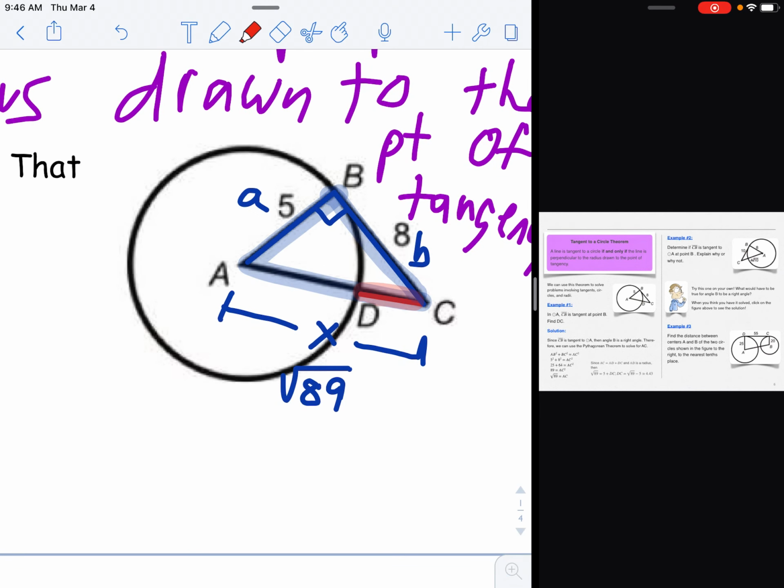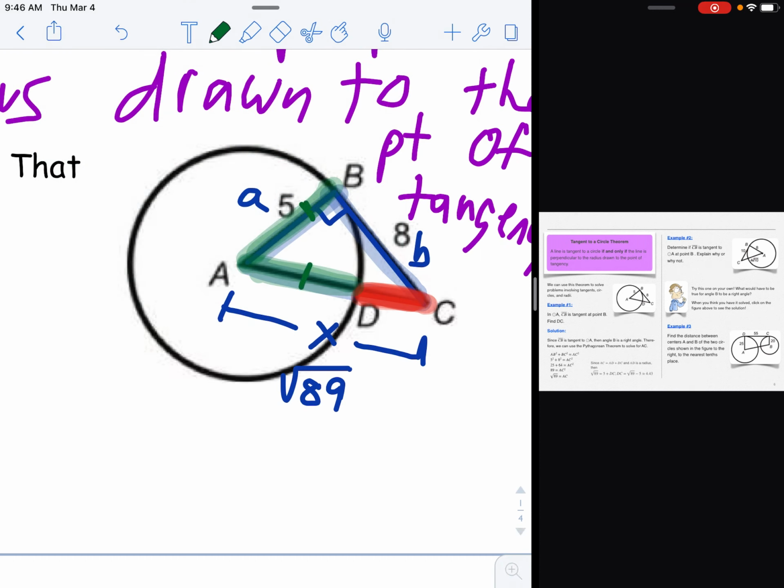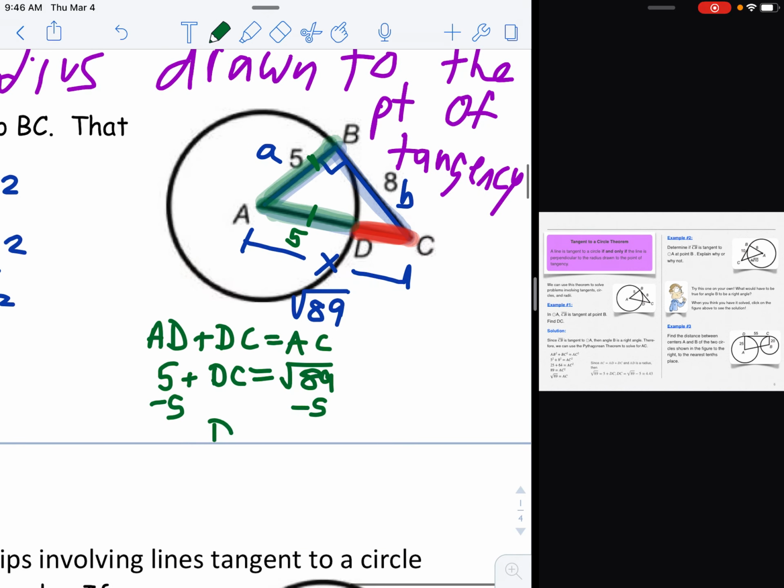How do we find this? How do we find that right there? Well, watch this, people. AD and AB, they're both radiuses. Thus, since they're both radiuses, that's 5 as well. So, referring back to the segment addition postulate from Unit 1, AD plus DC equals the whole thing AC. So we have 5 plus DC equals the square root of 89. Just subtract 5 from both sides.